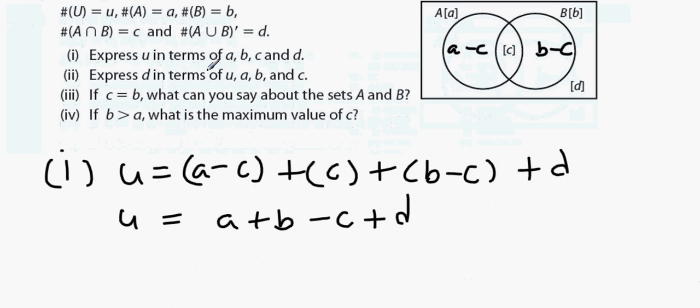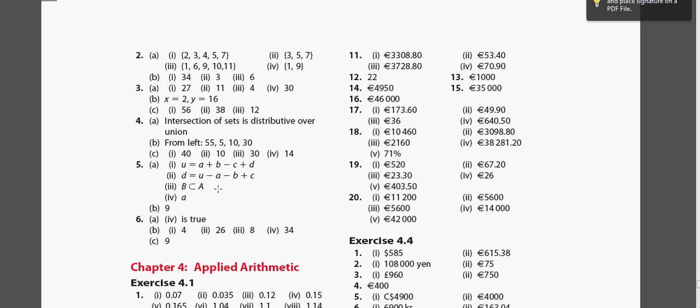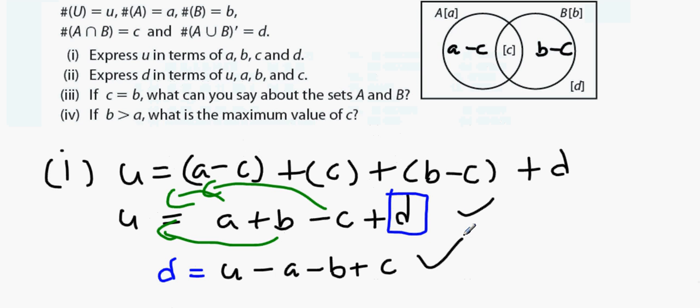Express D in terms of U, A, B, and C. So what we've got to do is get D on its own. So imagine D just wants to be on its own. So all the other ones go onto the other side, and then they change sign. So therefore, D is going to be U minus A minus B plus C. Okay, so we're correct there as well.